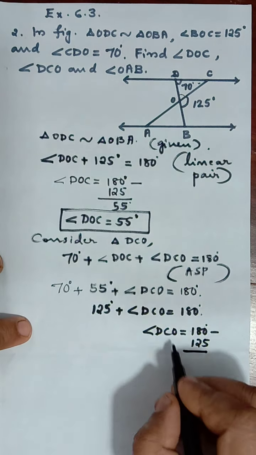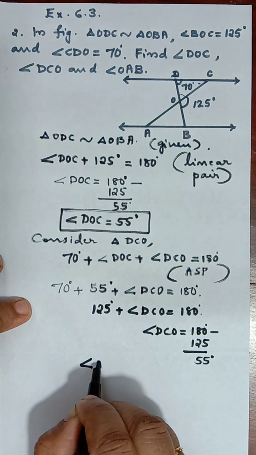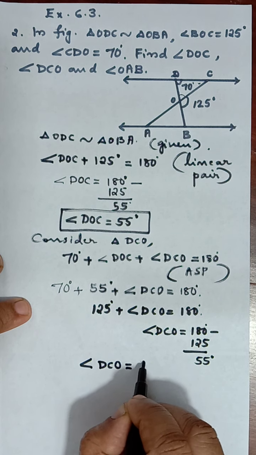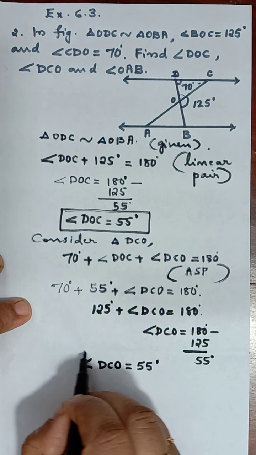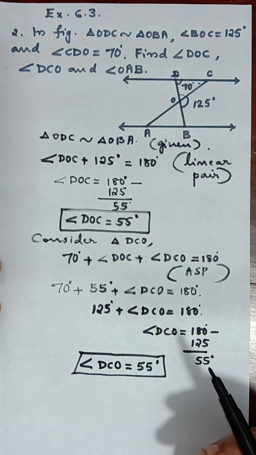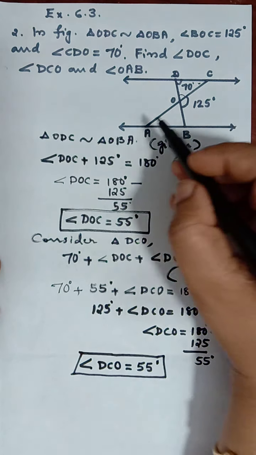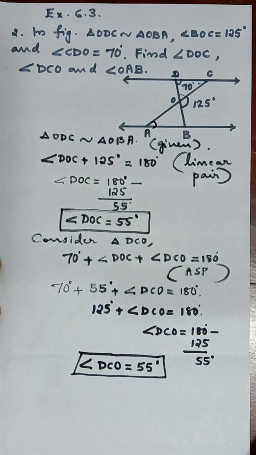So that is how we have found out what is DCO. Write it as angle DCO is equal to 55 degree. So second point also we got. Now comes the third part. OAB. It's very simple. Here you can see OAB is this angle.